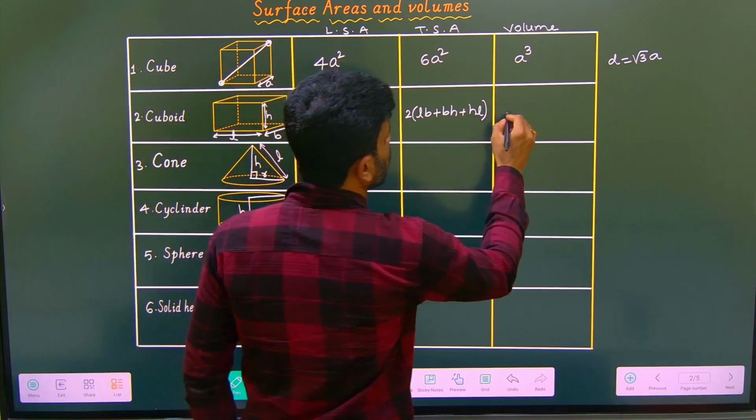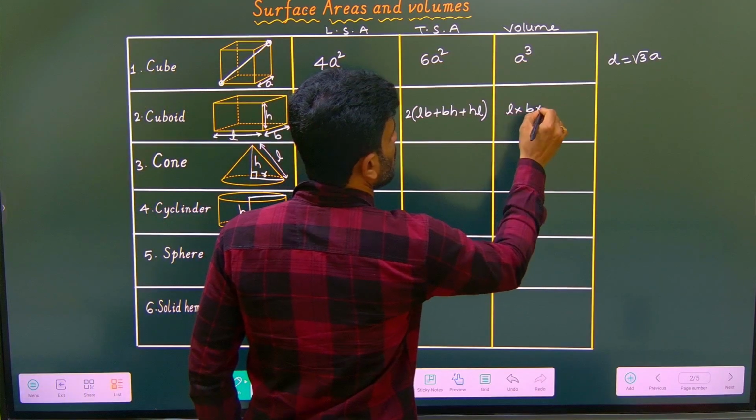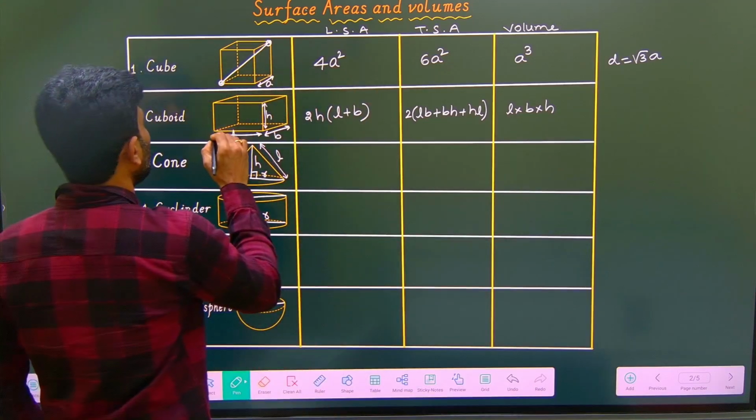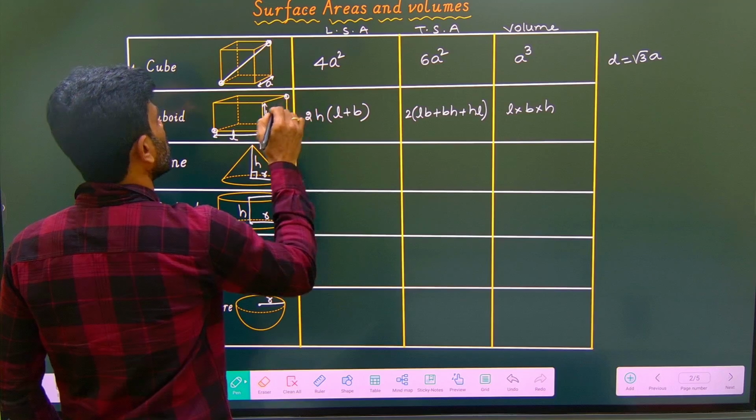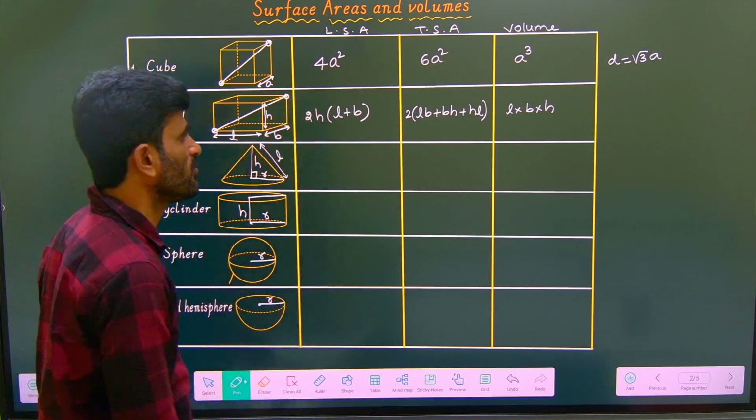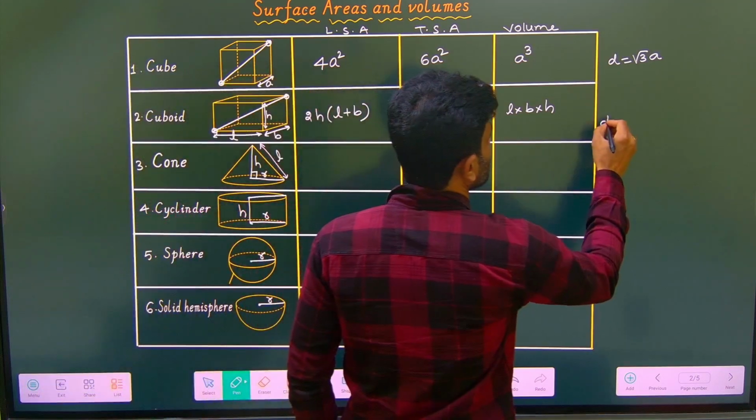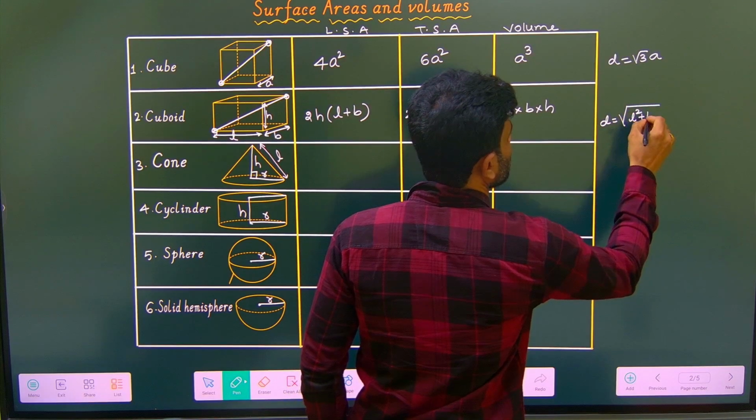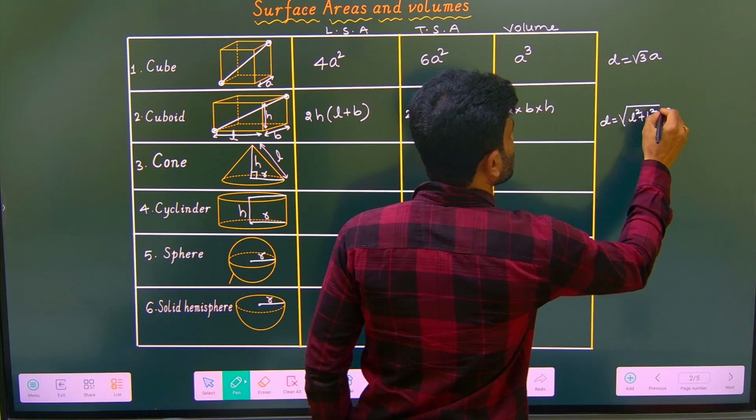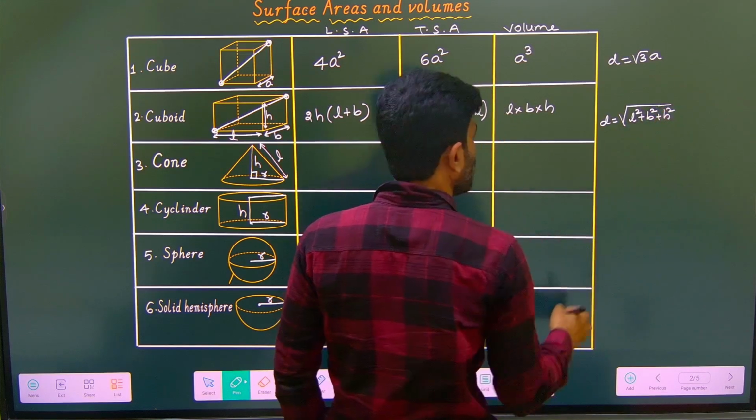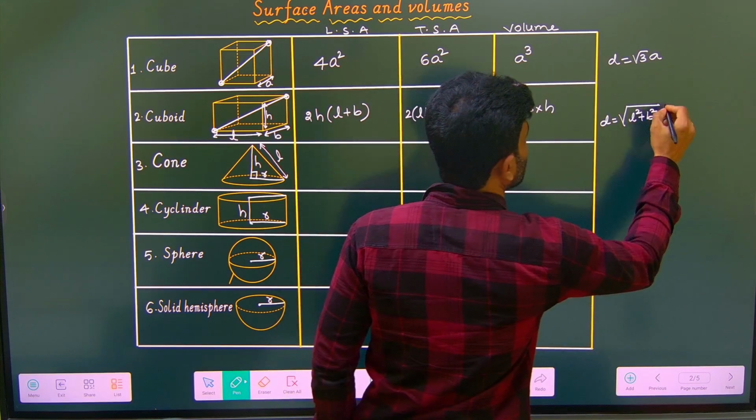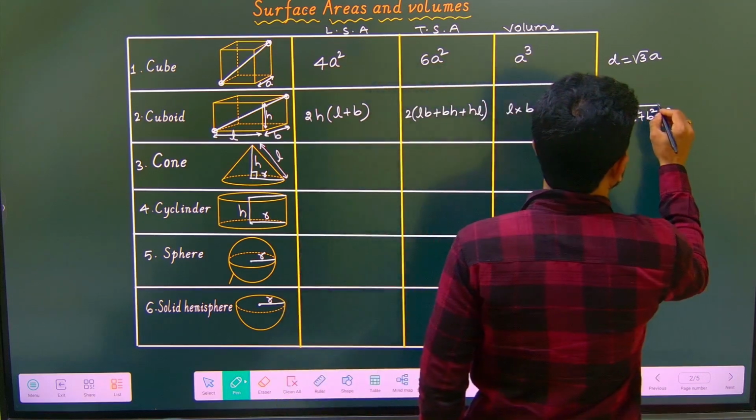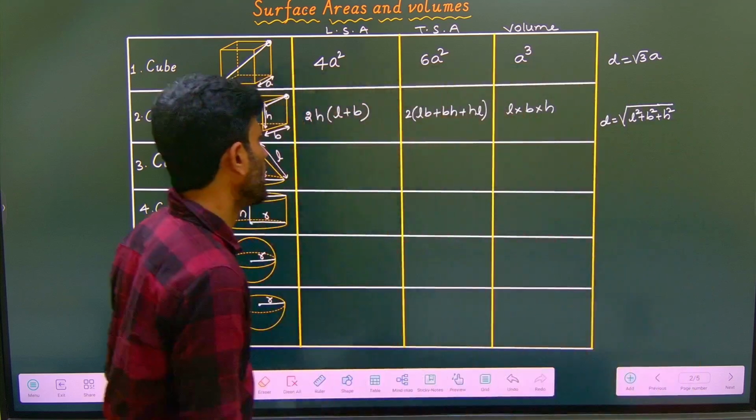Then volume of a cuboid. It is length into breadth into height, L into B into H. That is the volume of a cuboid. Here also there will be a diagonal, the length of the diagonal from one corner to the opposite corner. The formula is D equals root of L square plus B square plus H square. This is the length of the diagonal of a cuboid. Remember this also, because sometimes they give questions related to the length of the diagonal.